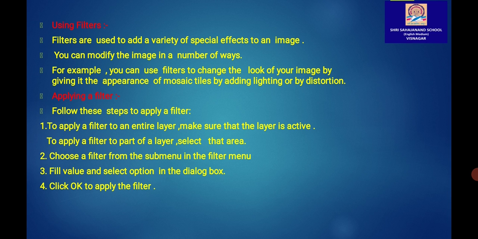Then to apply a filter to a part of a layer, select that area. Choose the filter from the submenu in the filter menu. So first of all you have to select the filter menu, then select the submenu. Then fill in a value and select options in the dialog box, and then click OK to apply the filter. In this way we can apply a filter to an image.